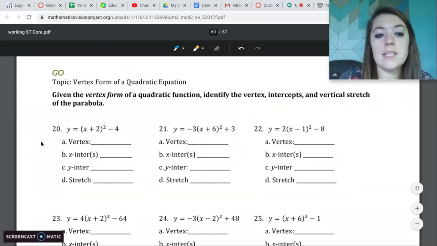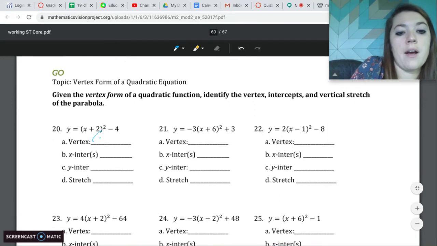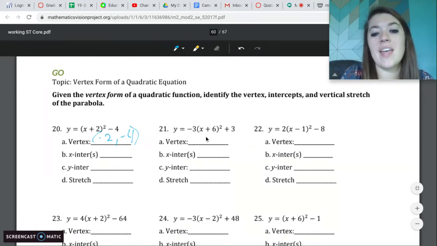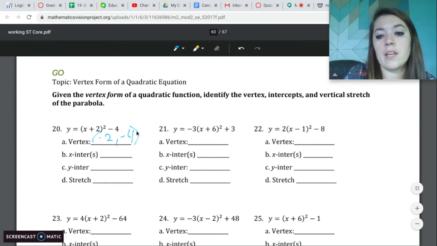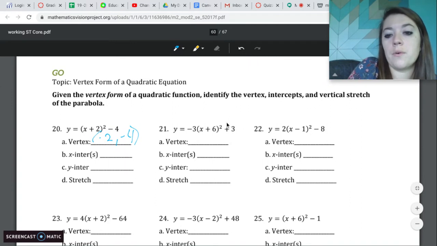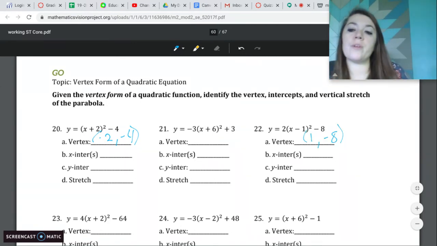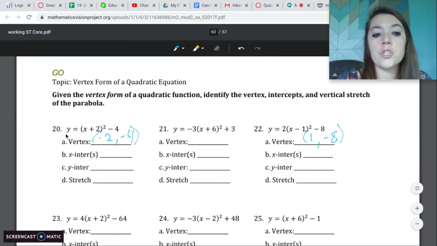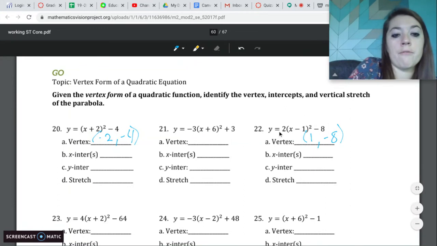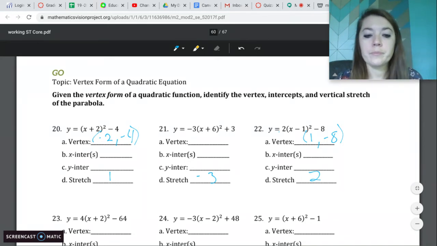Vertex, definitely the easiest. We've got our -2, -4. Remember, your x value is always going to have the opposite sign that it does inside. So this one's a -2, -4. This one over here would be 1, -8. So the x value, you flip the sign on. The y value, it'll stay as given. The stretch, same as before, it's the number out front. So this one would be 1, this one would be -3, this one would be 2.